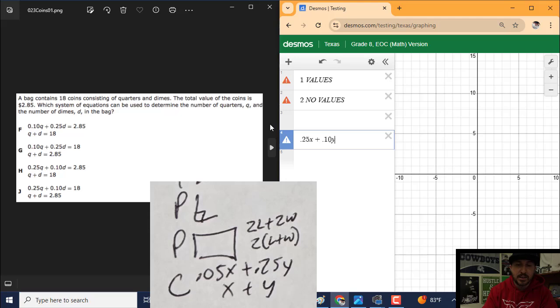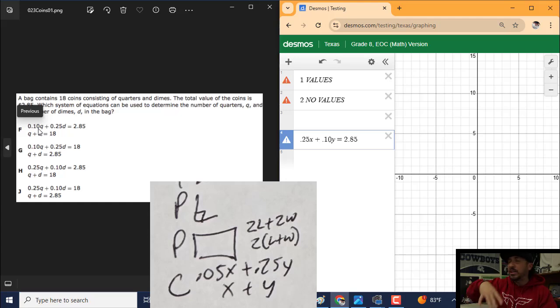So 0.10y equals, now find the money. Where's the money at? Is it the 18 or the 285? It's the 285. So 2.85. These guys go together: 0.25, 0.10, 285. Does choice A have that?